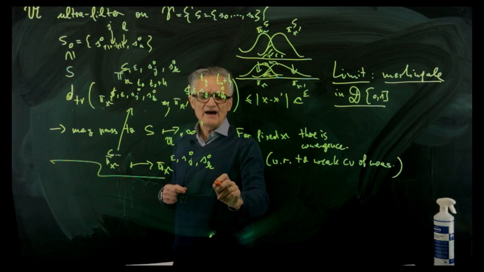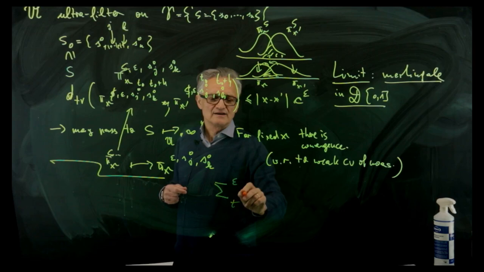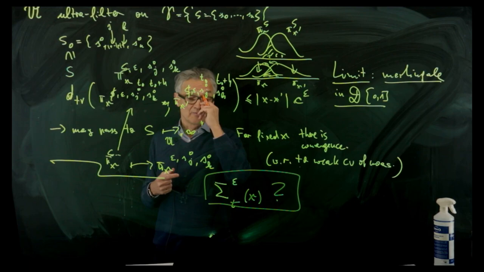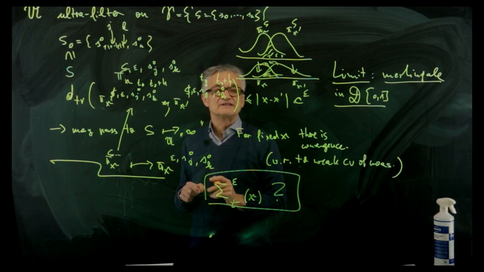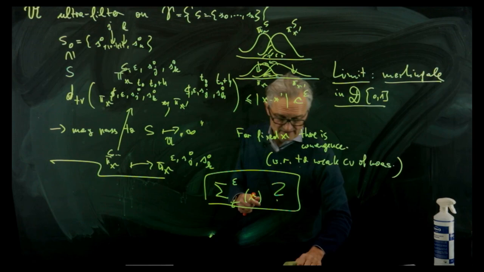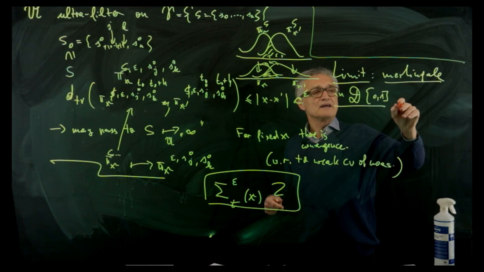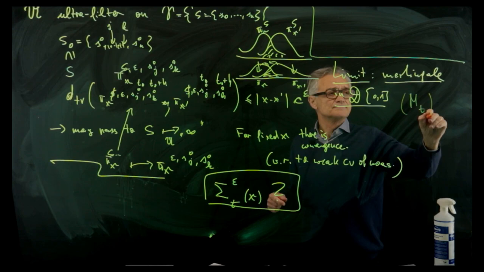What we are still out for, we have to construct the sigma epsilon t of x. Then we are finished. For this, we have all the transition probabilities, and we have a nice control. We have this Lipschitz control on their distance in total variation norm. But how do we proceed? The limiting martingale we call M_t, and I should put an epsilon.